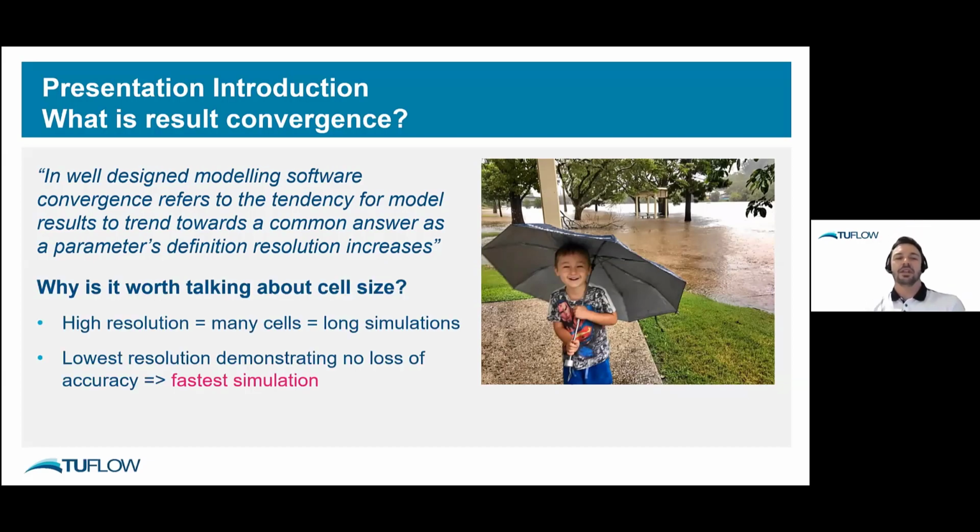Okay, why is it worth talking about though? There's a few reasons. First of all, we all know that when you model to a really high resolution, it translates to lots of cells. And as a result, you'll get long simulation times. So with that in mind, you want the lowest resolution possible that demonstrates no loss of accuracy, and then in turn will produce the fastest simulation for you. So from a project perspective, it's all about getting the result as quick as possible without adversely impacting your results.